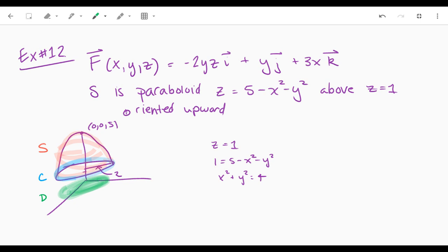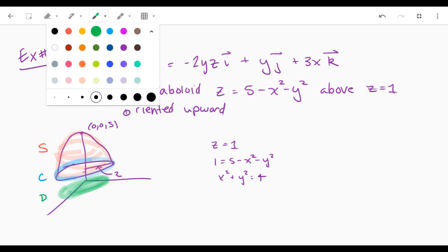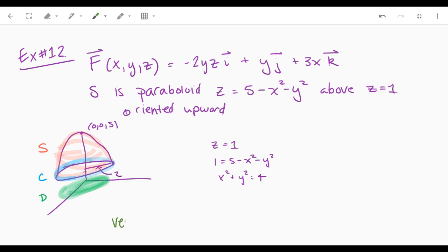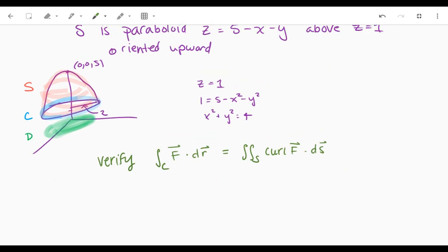Okay. And again, we're going to verify Stokes' theorem. So we're going to verify that the line integral over that boundary of F dot dr is equal to the surface integral of the curl of F dot dS. Okay. And in doing that, we're going to use that equation with the P and the Q and everything in it. Okay. So yeah, we'll get there.